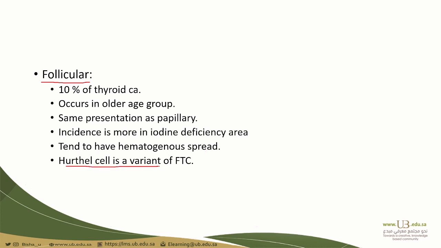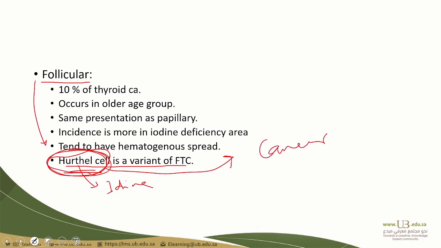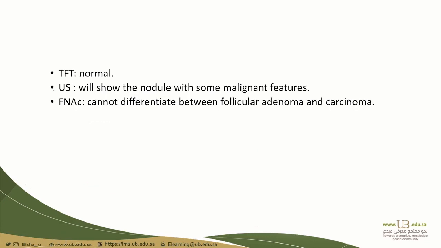The Hurthle cell variant of follicular thyroid cancer, we can say Hurthle cell carcinoma, because Hurthle cell alone is just a metaplastic change of follicular thyroid cells. And this is the only variant of follicular cancer which tends to have lymphatic spread, and this type of cancer couldn't be treated by iodine therapy because the metaplastic changes which happen in the follicular cell, which then became cancer, don't uptake the iodine. Thyroid function is usually normal with them.